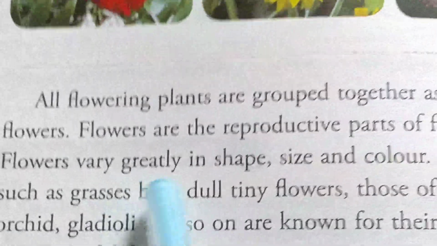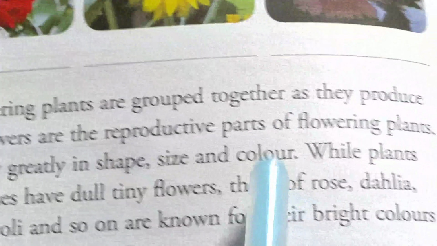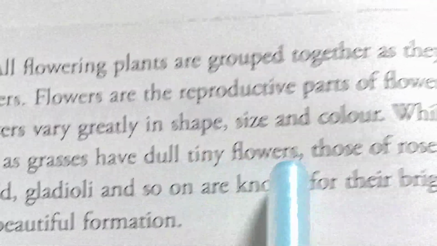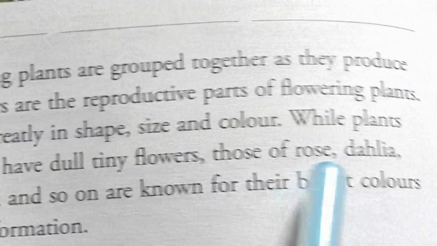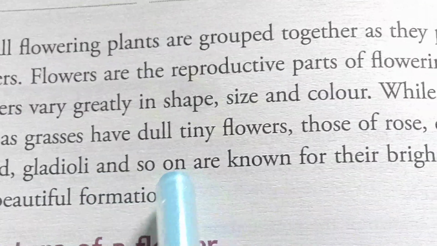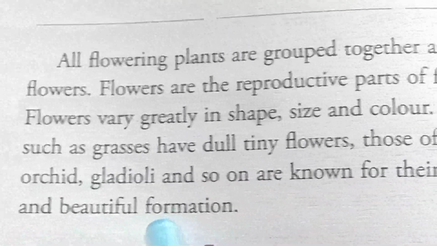Flowers vary greatly in shape, size and color. While plants such as the grasses have dull, tiny flowers, those of rose, dahlia, orchid, gladioli, and so on are known for their bright colors and the beautiful formation of flowers.